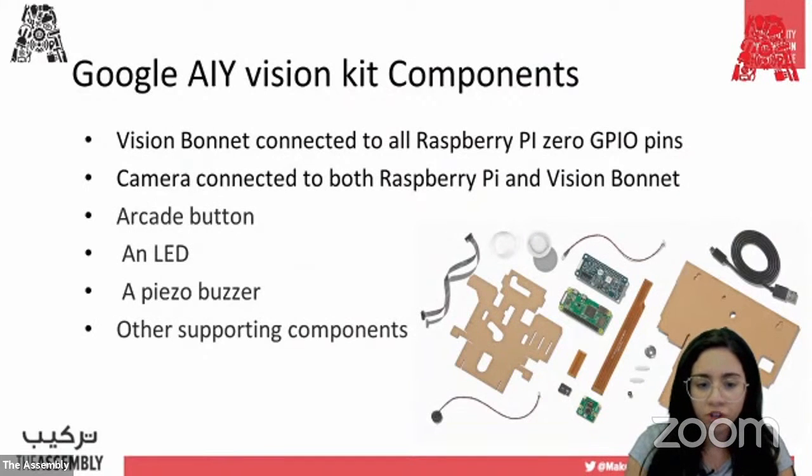So the components of the Vision Kit, it has several things. It doesn't come with the Raspberry Pi Zero, but you have to get the Raspberry Pi Zero and connect it to the AIY, and you have to have an SD card, of course. And the Vision Bonnet itself, a board, is connected to the Raspberry Pi through all the GPIO pins that are there. And they also have a camera that comes with the Vision Kit. And also there is an arcade button which blinks and changes colors and stuff like that. There's also an LED, and there's a buzzer, and there are some other supporting components that just help in assembling the whole thing.